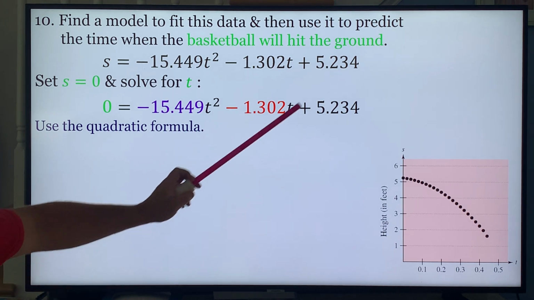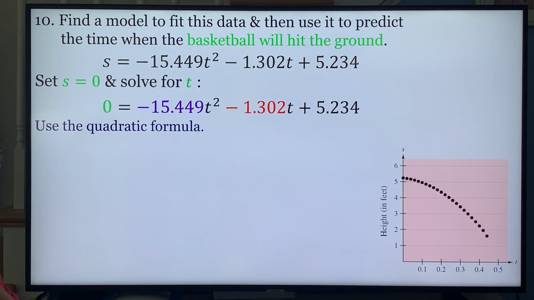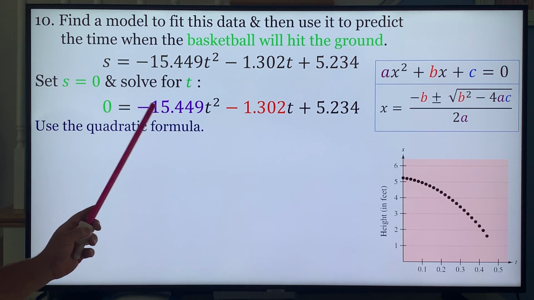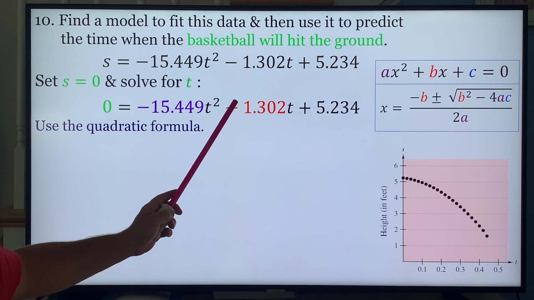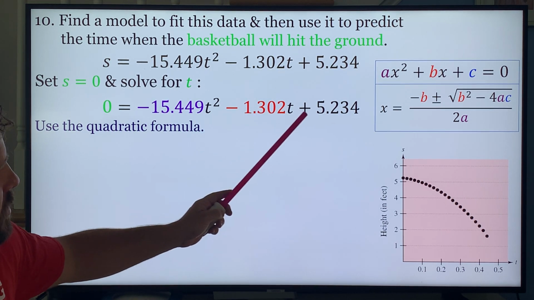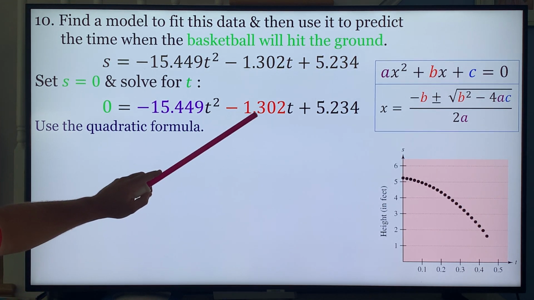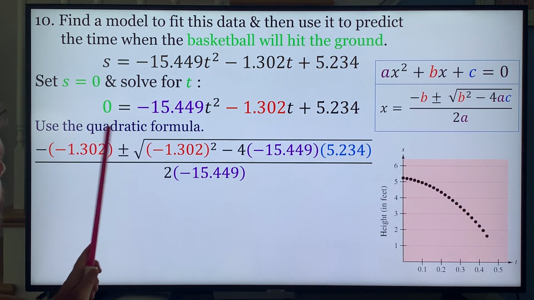Now, how can I solve this equation? How do you solve quadratic equations? You can't just subtract and divide. You have to use the quadratic formula to solve the quadratic equation, ax squared plus bx plus c. Oh, that should be b. All right, so I'm going to plug this into this equation.